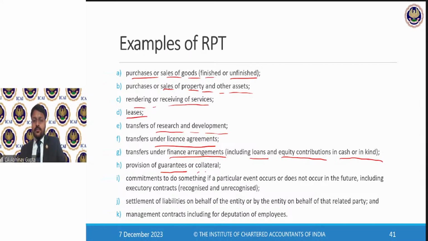Or any collaterals, if we have marked as lien for any of the borrowings of our related parties. Then commitments to do something if a particular event occurs or does not occur in the future. So some future event, dependency, contingency, or commitments which we have entered into an agreement with our related parties. Settlement of any liabilities on behalf of our related parties, or management contracts including deputation of employees. So this is not an exhaustive list. This is a suggestive list.